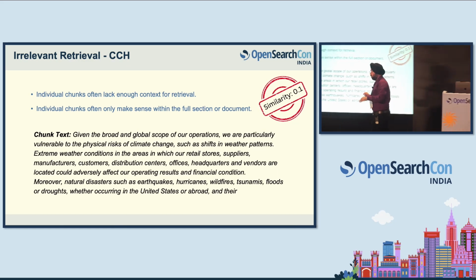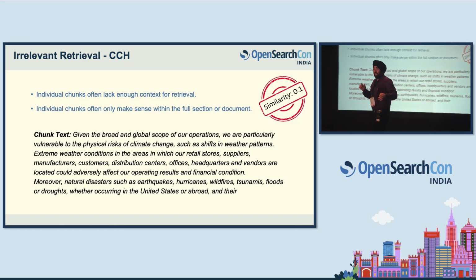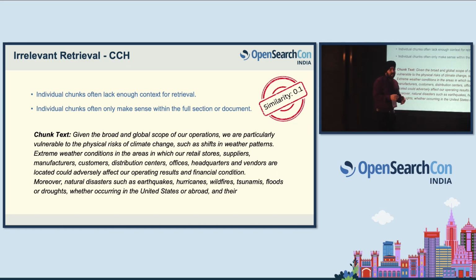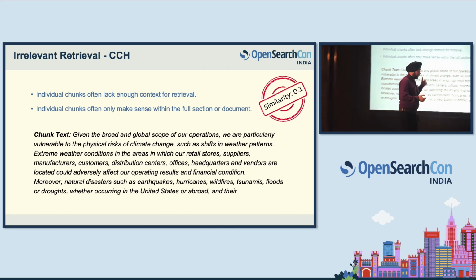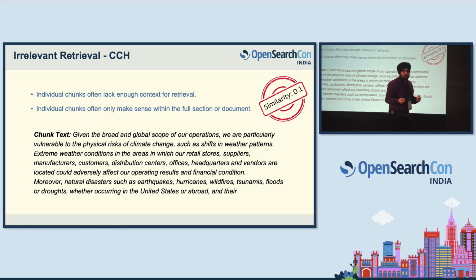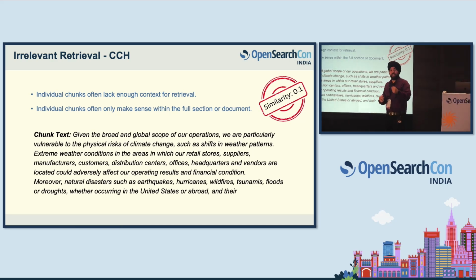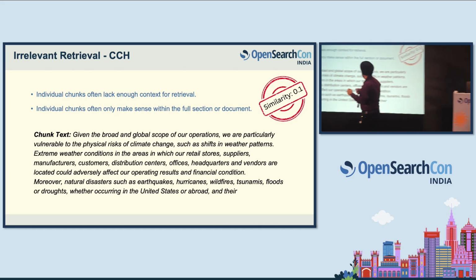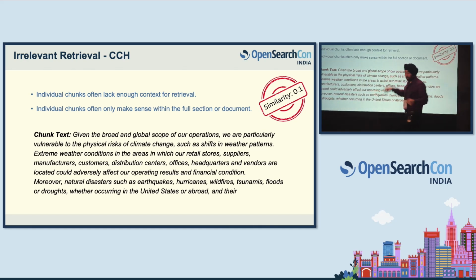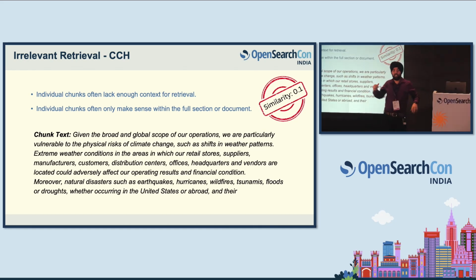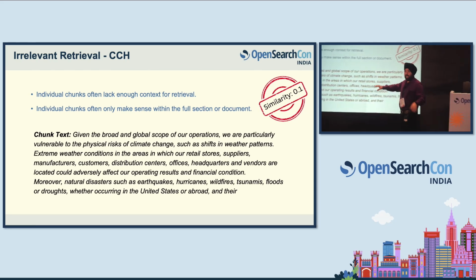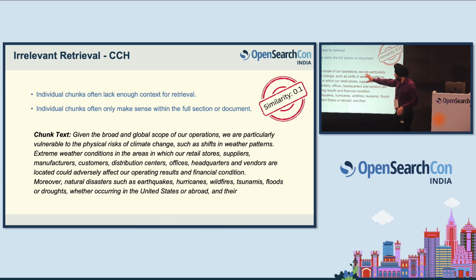Another reason why a lot of these irrelevant retrievals happen is because individual chunks do not have sufficient context in them for effective retrieval. Let me give you an example. I fired a query, again a vague one, for Nike: Nike climate change report. Now look at the chunk on the slide. It does discuss climate change impact, but it doesn't have Nike anywhere.